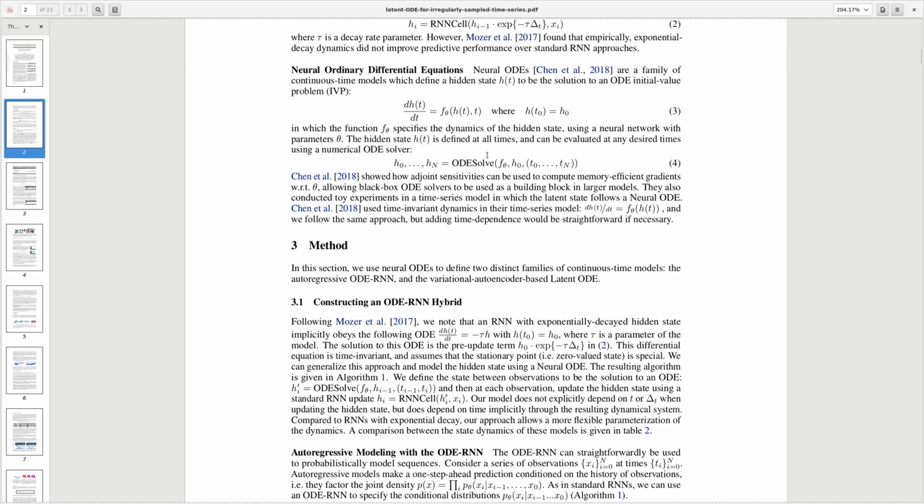Can the ODE solver derive the value? They also showed how adjoint sensitivities can be used to compute memory efficient gradients, allowing black box ODE solvers to be used as building blocks in larger models. They also conducted toy experiments in a time series model in which the latent state follows a neural ODE. Chen 2018 used time-invariant dynamics in their time series model, and we follow the same approach; adding time dependence would be straightforward if necessary.